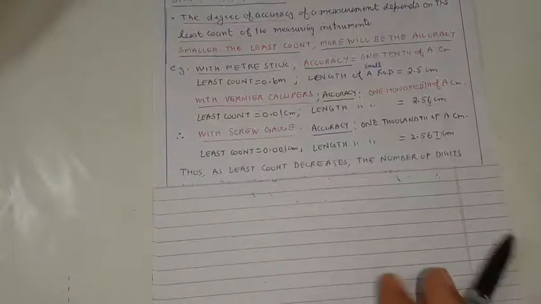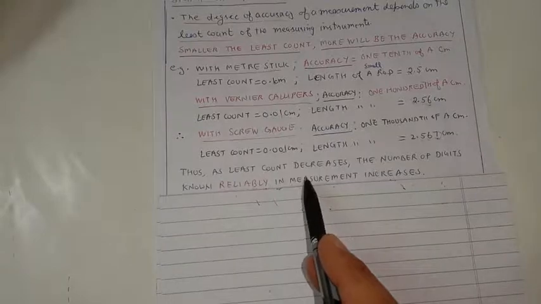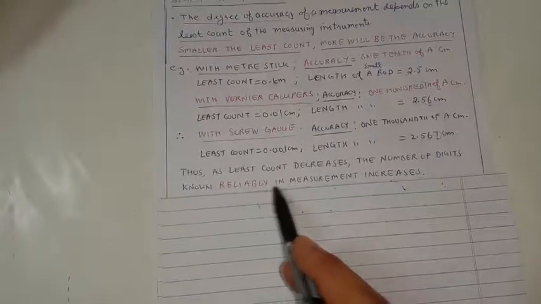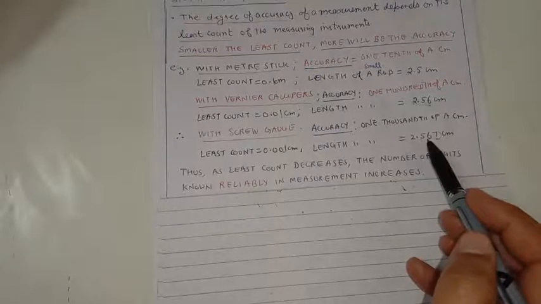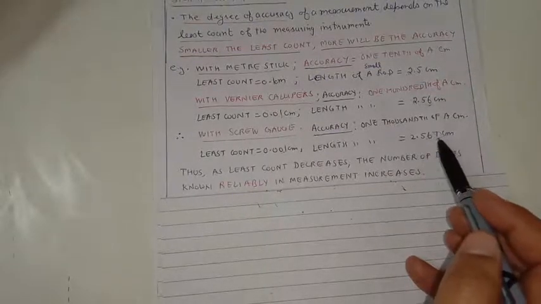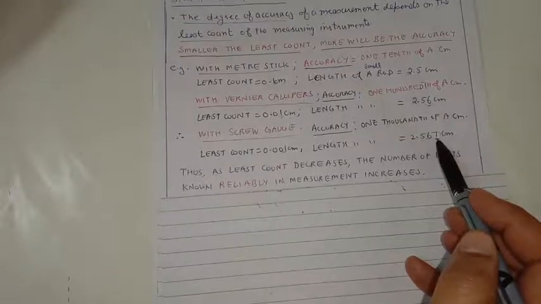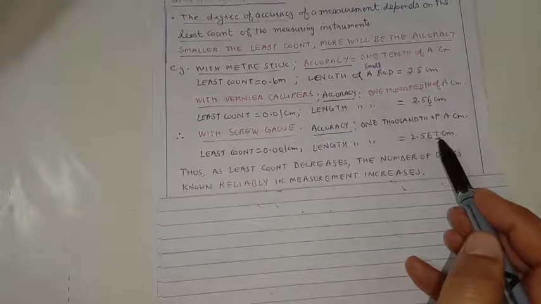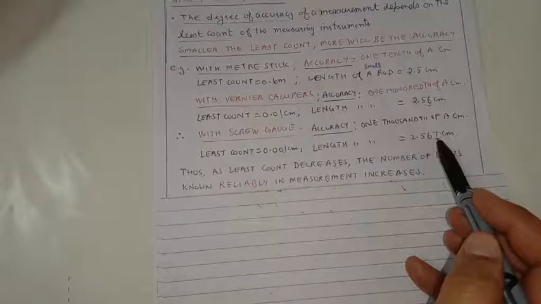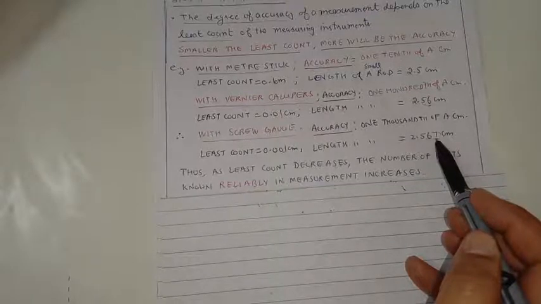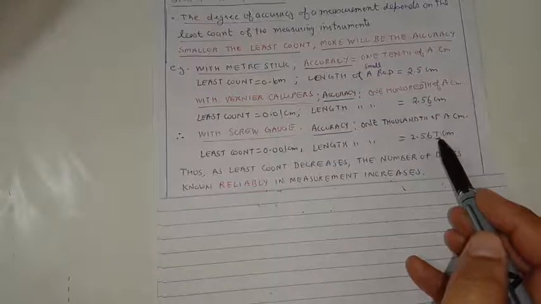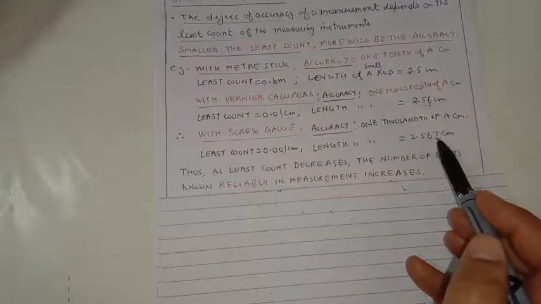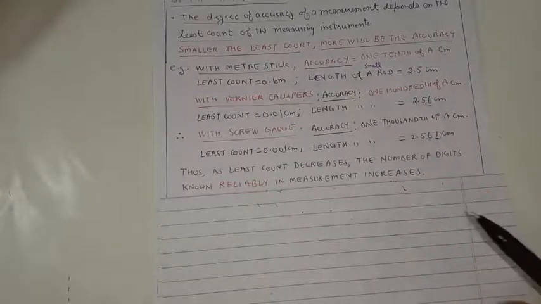So if we are decreasing the least count, the number of digits which are known reliably in the measurement increases. The digits which repeat themselves in our measurement are called reliable digits, while the digit present at the end of our measurement result, which can change, is known as the digit with uncertainty, because every time the same measurement is repeated, it may appear in our observation or it may undergo a change.